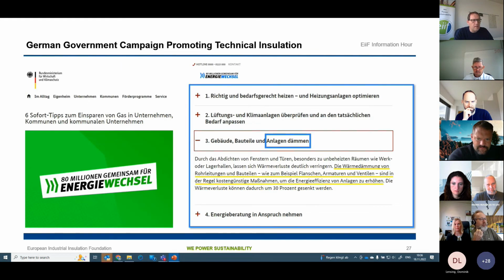Just to quickly show this, there's also a communication campaign running in Germany where they recommend 6 instant fixes to reduce energy consumption. And what is very nice, and I think for the first time, and we are pretty proud of that, they don't mention only insulation for buildings, but also technical insulation for industrial plants. And also energy consulting is one of the 6 instant fixes. So EiiF is present with 2 things, technical insulation potential and tip check.